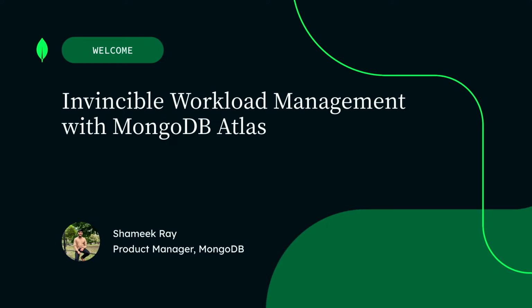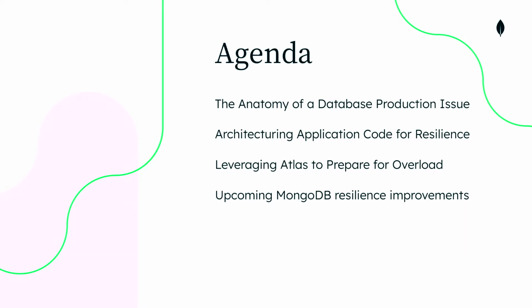It's called Invincible Workload Management with MongoDB Atlas. I hope by the end of it, you will understand different techniques to have your database be ready for anything that can happen in production, understand what kind of metrics are important for your workload, as well as how to leverage the cloud for making sure that your application is highly available and ready to meet your end users' needs. We'll be talking about the anatomy of a database production issue. We'll be talking about how you can make changes in your actual application code for greater resilience. We'll go over how to leverage Atlas, our fully managed database as a service product, to help you prepare for these overload scenarios. And then last but not least, we'll go over some of the upcoming resilience improvements, just so that you know that we are a company constantly focused on innovation and focused on helping customers meet new scale.